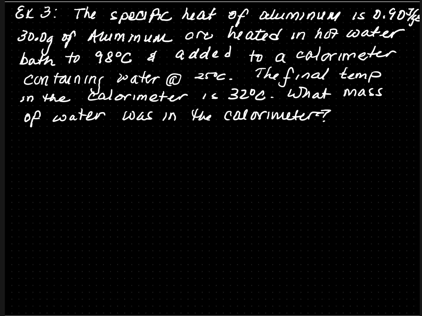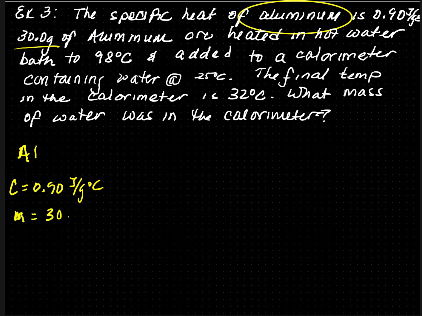Again, this is Q hot equals Q cold because we have aluminum, and my aluminum has a C constant, or heat constant, of 0.90 joules per gram degrees Celsius. There's 30 grams of it, so we know that the mass is 30. Look at the units if you're struggling. It is heated in a water bath to 98 degrees Celsius. That is our initial temperature, and it is added to a calorimeter containing water.